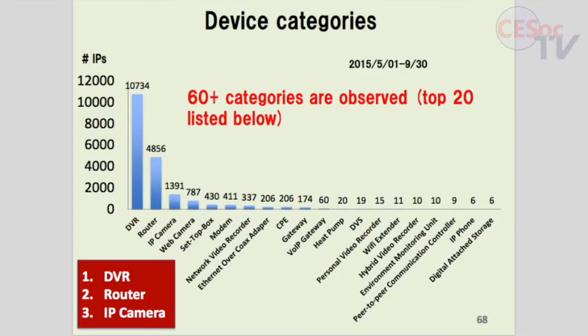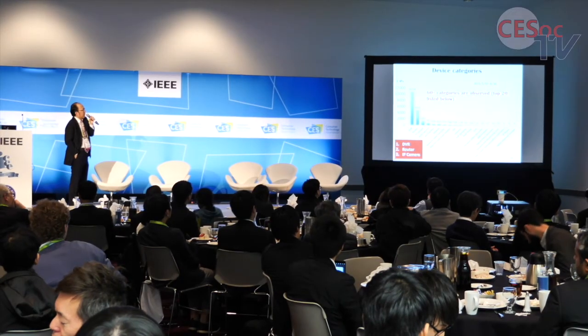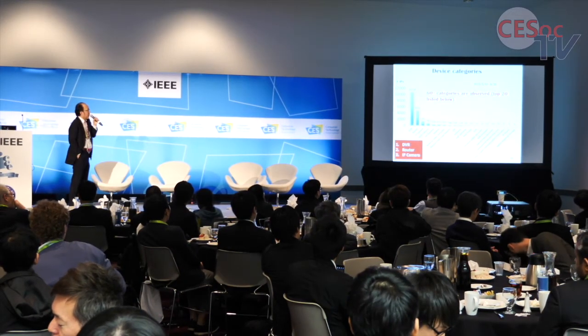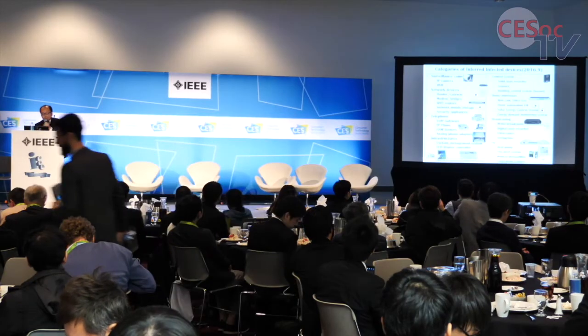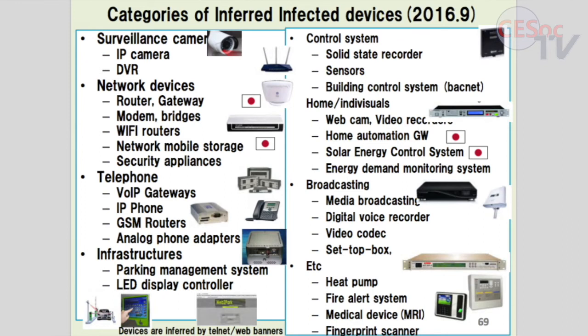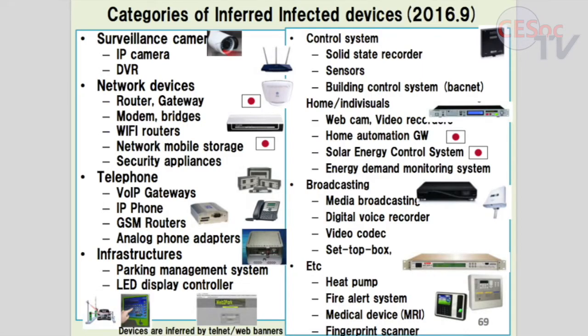This is the device category found using the active scan. More than 60 categories are observed. The first one is DVR, digital video recorder. The second is router, the third is IP camera. And this is the category of infected devices. There is a Japanese flag, and we recognize routers, network mobile storage, sensors, solar energy systems, and home automation gateways being infected.